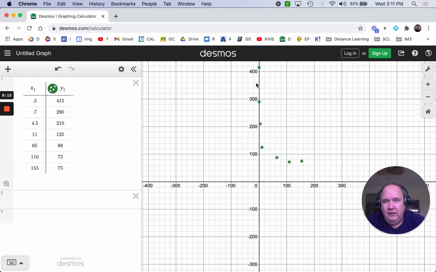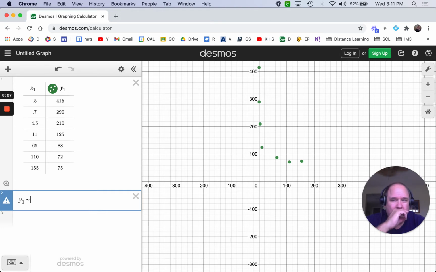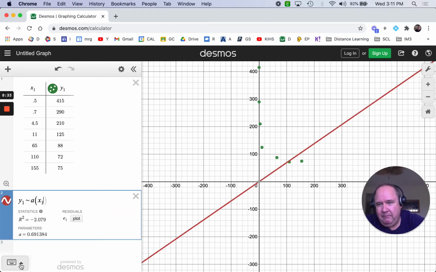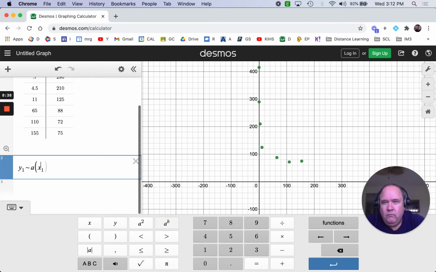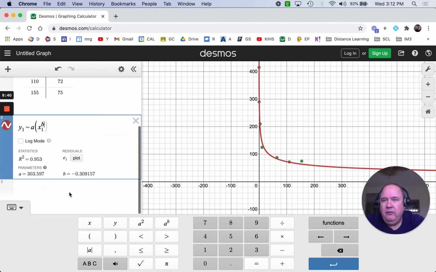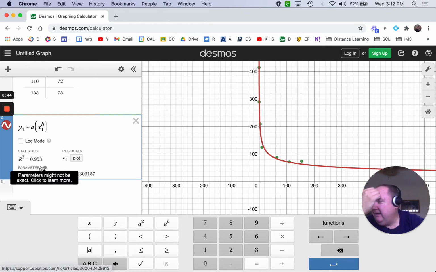So I can see the points that I have here. I want to make a power regression with this. So if I want to make a power regression, I'm going to go y1 and then that wavy mustache looking symbol. A power regression is a times x1 to the power of b. And then when you type that in, you can see Desmos then correlates it. It's 0.95.